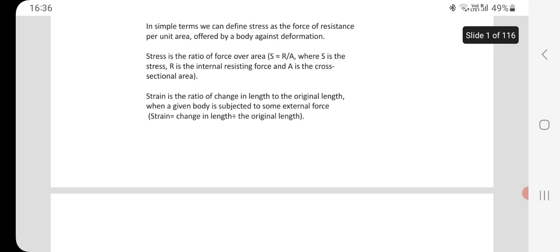Then strain. What is strain? Strain is the ratio of change in length to the original length. When a given body is subjected to some external force, strain equal to change in length by the original length.